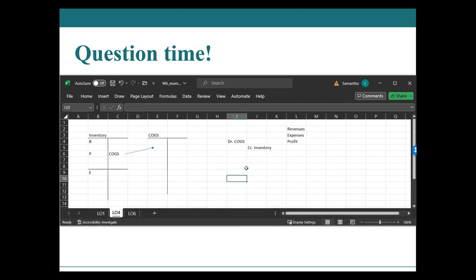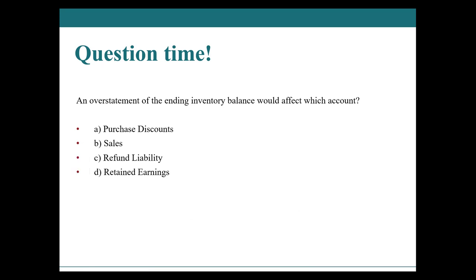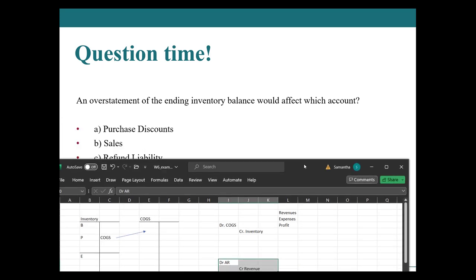So yes, when you make a sale, debit AR or cash, and credit revenue, that's awesome. That is your sales. And then you also have to record an entry for the inventory that you sell: debit cost of goods sold and credit inventory. So there's actually two entries. So far in this video and in the next, we have only been looking at this one. This has been operating in the background. So that's why, if you have an overstatement of ending inventory balance, it doesn't affect your sales account.